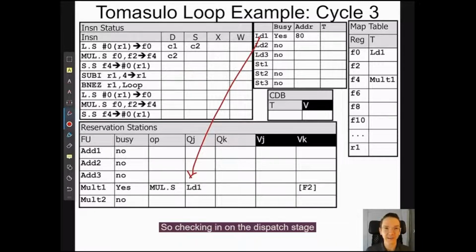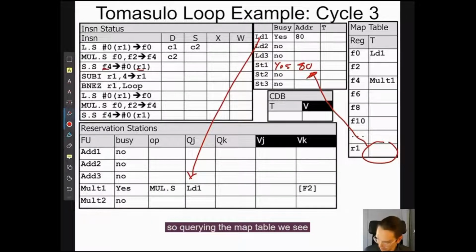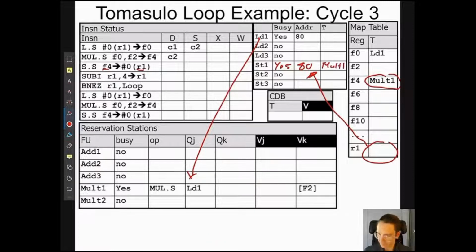So checking in on the dispatch stage, we have popped this store instruction. So we allocate a reservation station entry for it. The store reads 2 values, R1 for its address, which has an empty tag, telling us to copy the data from the location directly in the register file. So we copy that value of 80, the address 80 that we saw for the load as well. And the store also reads register F4. So querying the map table, we see a tag of mult1 will produce the value we need for F4. So we copy that tag into the store's reservation station entry.